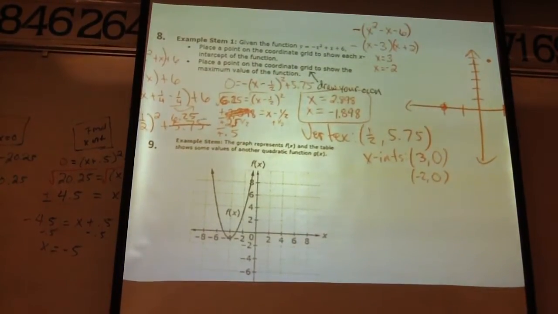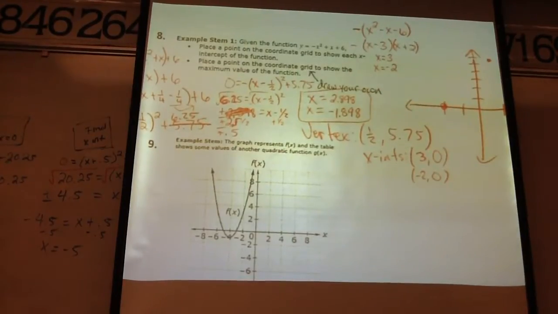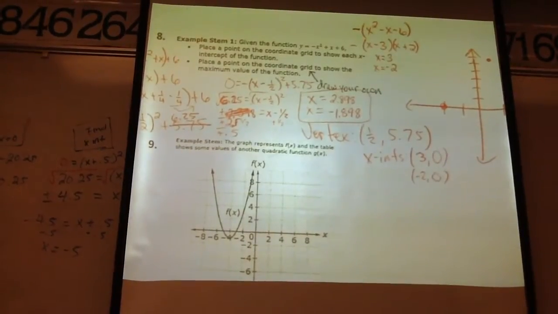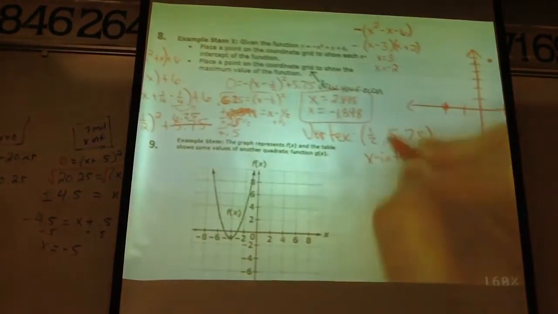Yeah, if you struggle with this, what do you do? Hey, your vertex is wrong. Your vertex is 6.25, not 5.75. Oh yeah, the vertex should be 6.25. Oh my gosh, again!